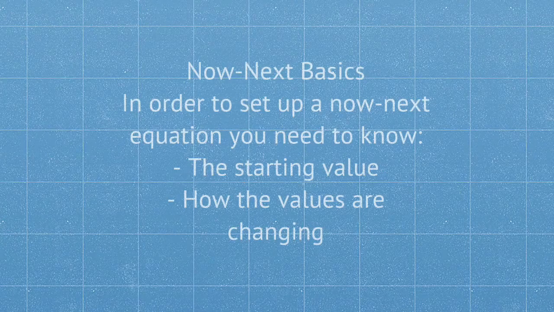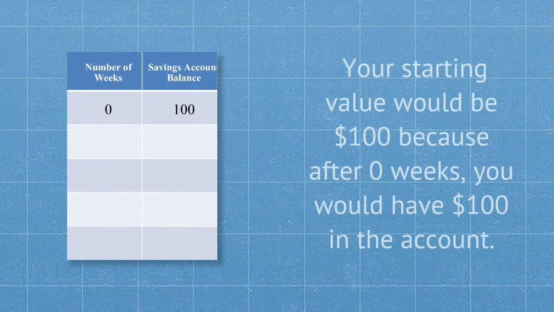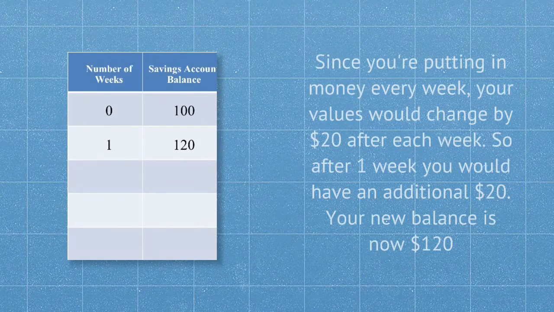Now-next basics. In order to set up a now-next equation, you need to know the starting value and how the values are changing. Let's say you are looking for the weekly balance in a savings account if you deposit $20 per week and your initial balance is $100. Your starting value would be $100 because after 0 weeks you would have $100 in the account. Since you're putting in money every week, your values would change by $20 after each week.